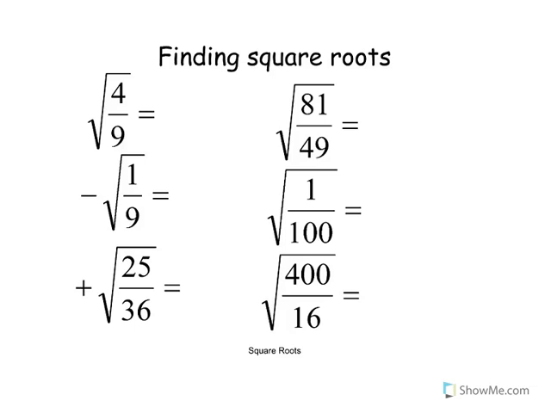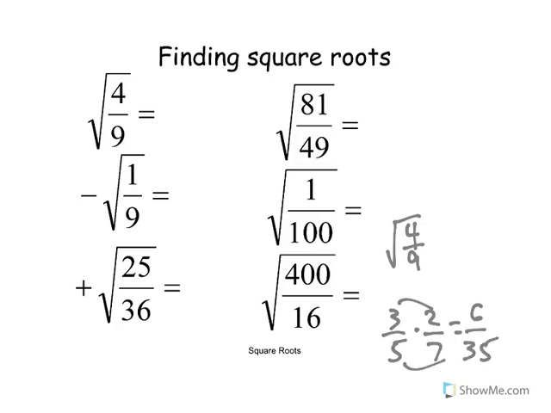So let's take a look at some fractions. So let's take a look at 4/9. Well, what happens when we multiply fractions, right? If I multiply 3/5 by 2/7, I multiply the numerators, and I multiply my denominators. That's my procedure for multiplying fractions. So when I'm thinking about 4/9, I'm going to think about multiplying some same numerator and multiplying some same denominator.